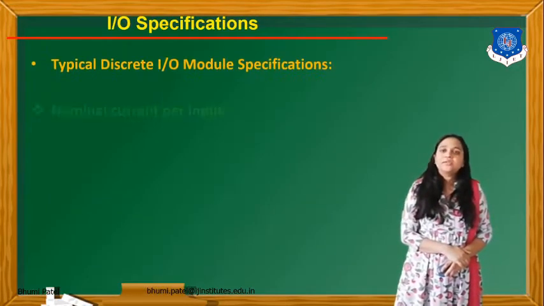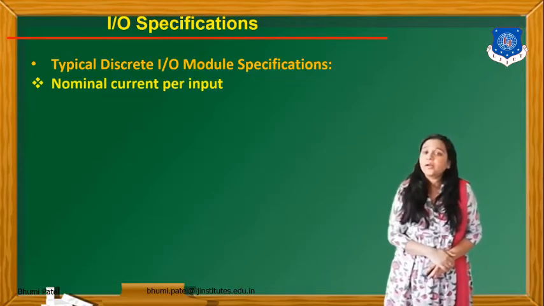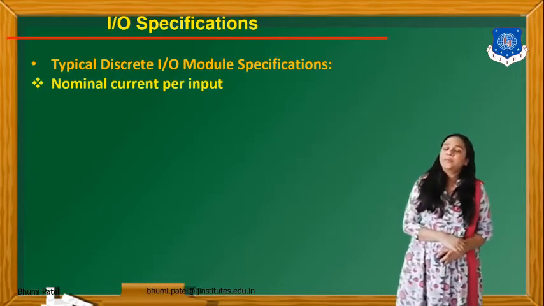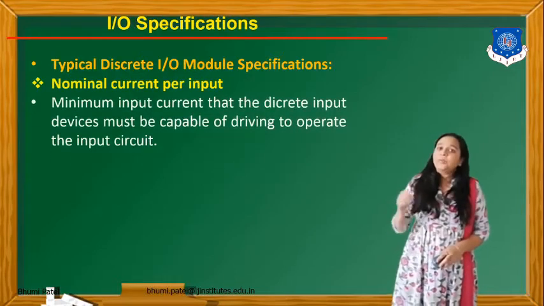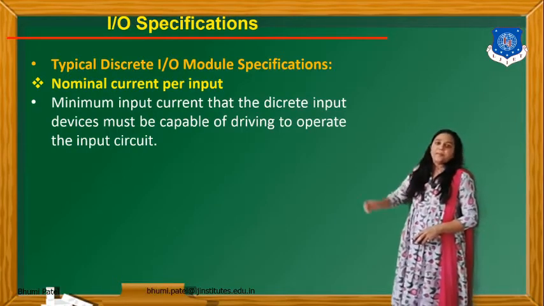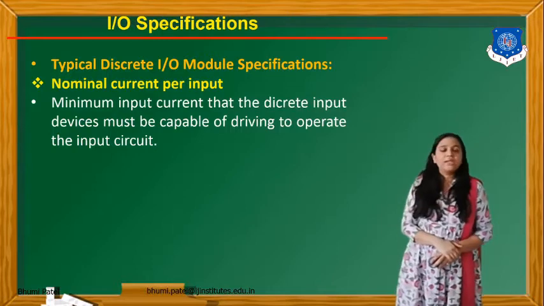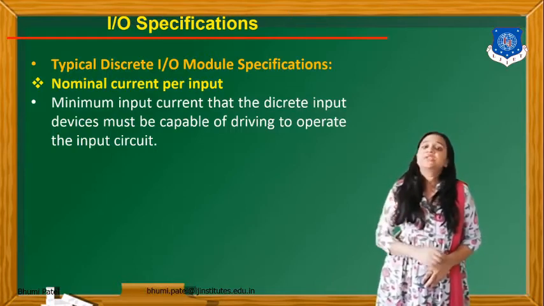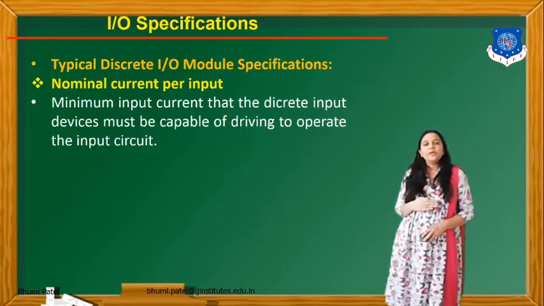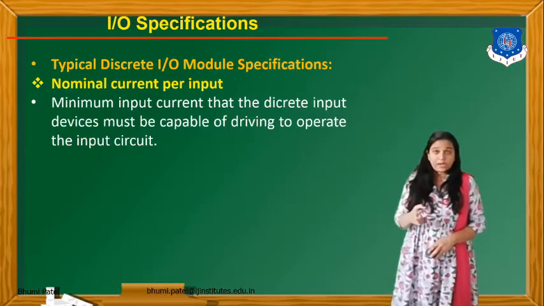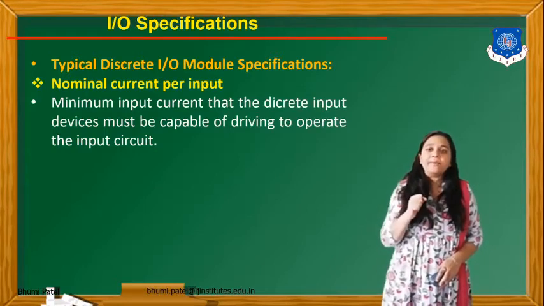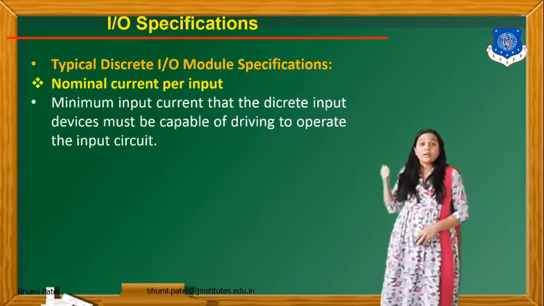Now the third one is the nominal current per input. If we connect a 6 input module for the particular plant, the minimum input current that the discrete input device must be capable of driving to operate the input circuit is known as the nominal current per input. If the maximum input current required is 12 ampere, but our circuit operates at a nominal current of 5 ampere, so it is known as the nominal current per input.